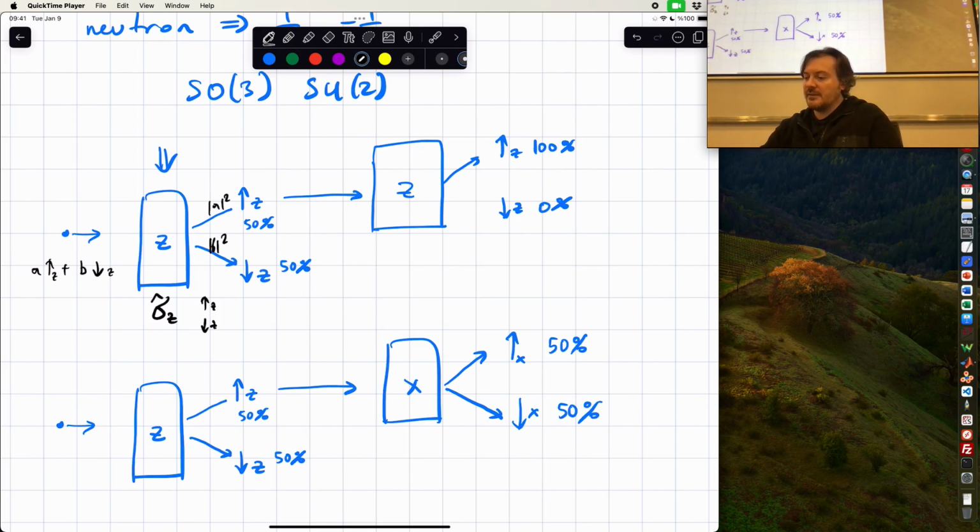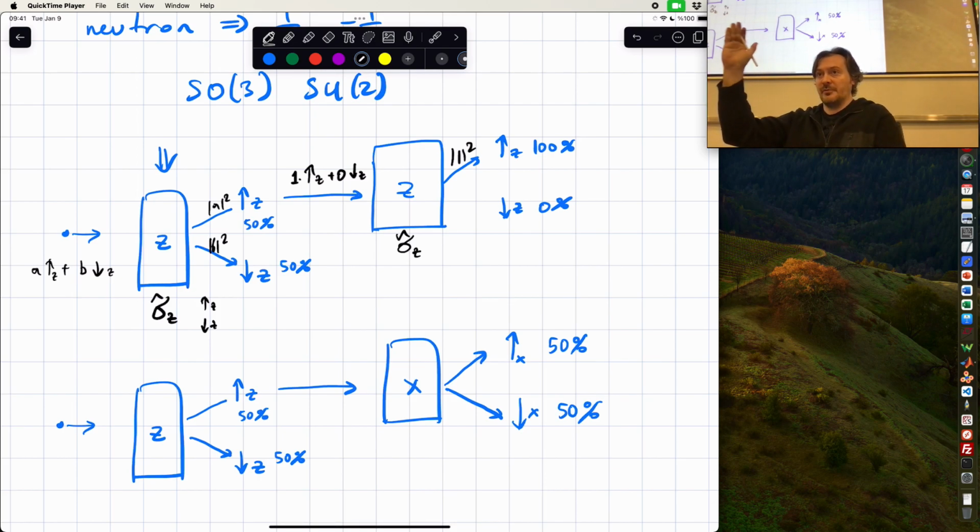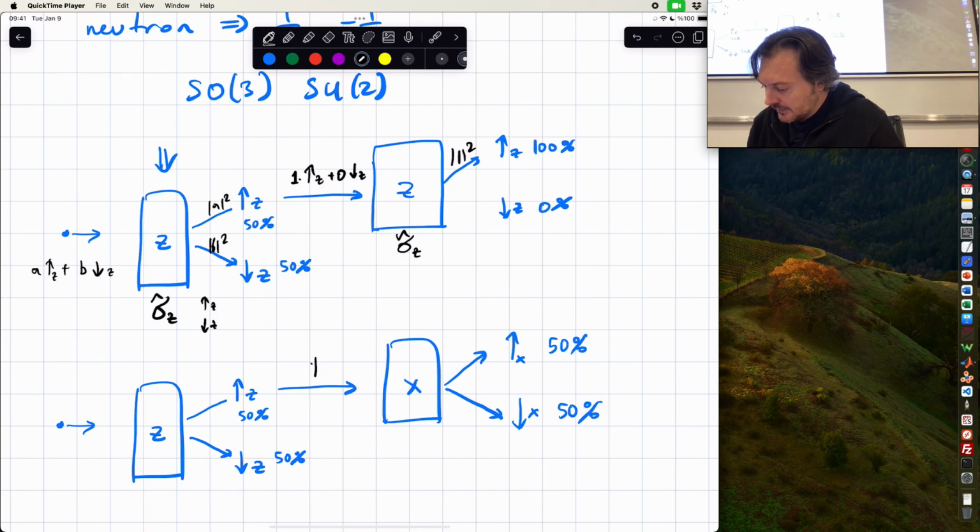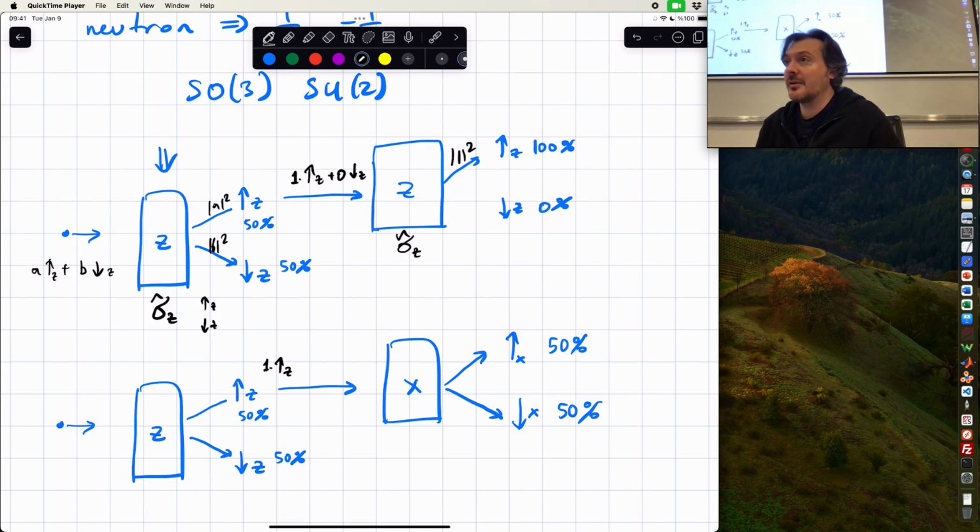Now, once it is here, we know that this is the state. 1 times up z plus 0 times down z, right? Now, if you do sigma z experiment again, quantum mechanically, since that value is 1, 1 squared is 1, it's 100% upspin. Are you with me? Yes? Now, what happens here is that you have up z, 100%, 1 times up z, right?